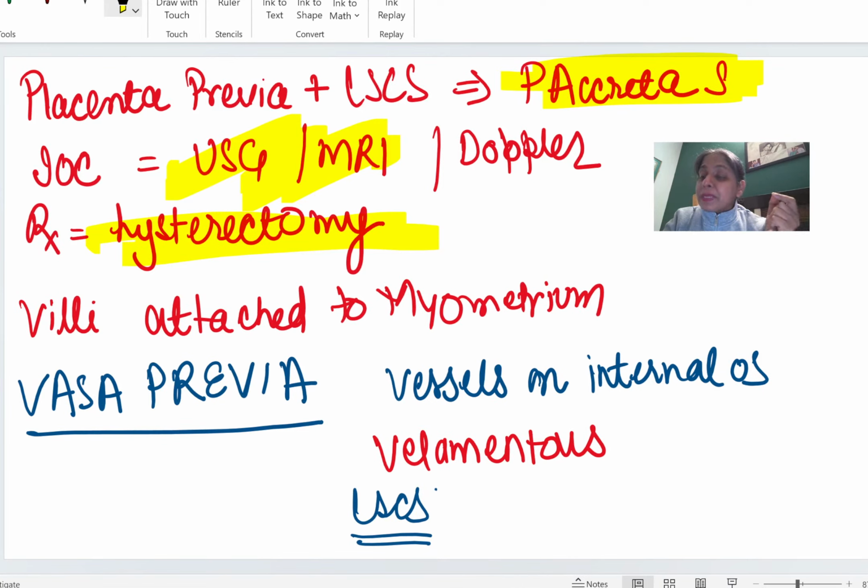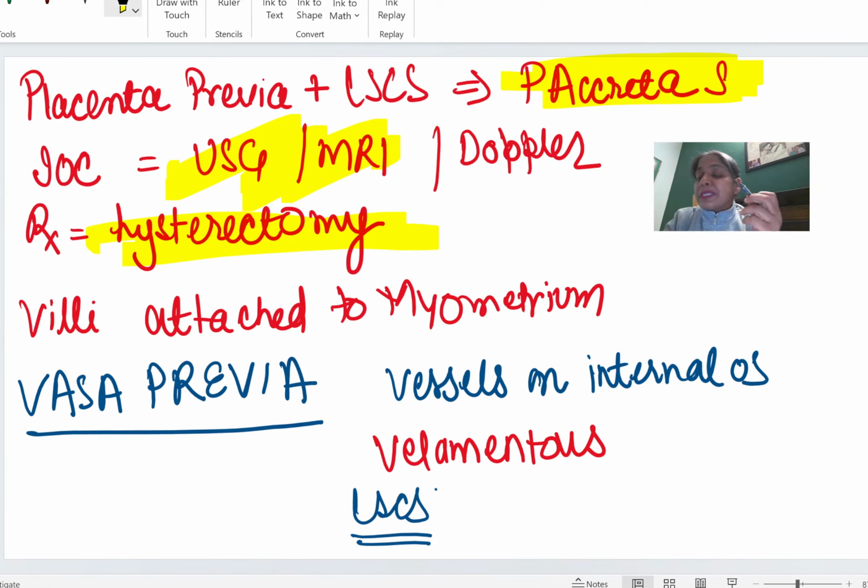What is filamentous placenta? Usually the vessels separate once the umbilical cord inserts on the placenta. But in the filamentous placenta, the vessels separate before the cord inserts. So these vessels now lie on the internal os. This is known as the filamentous placenta or vasa previa, right?